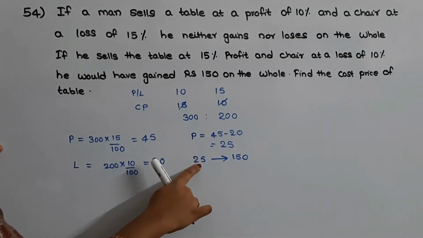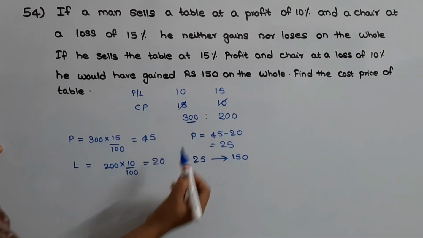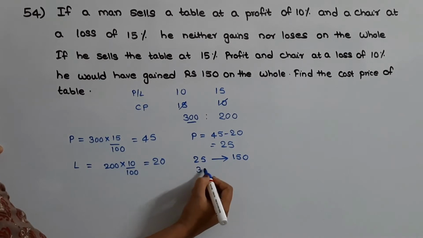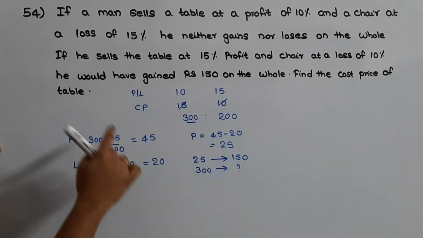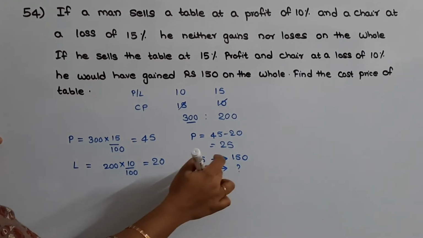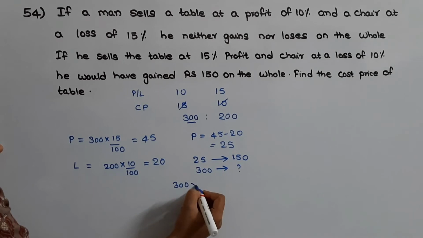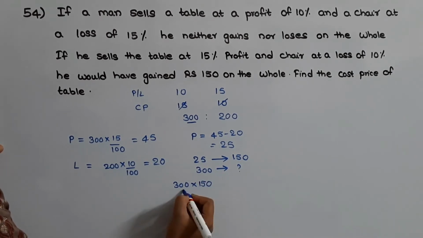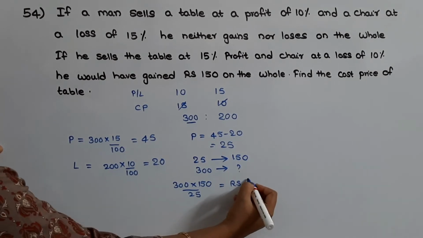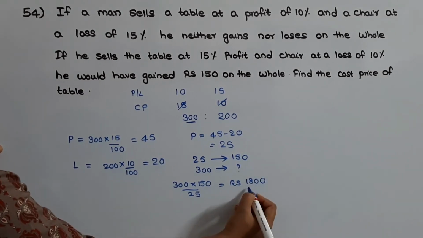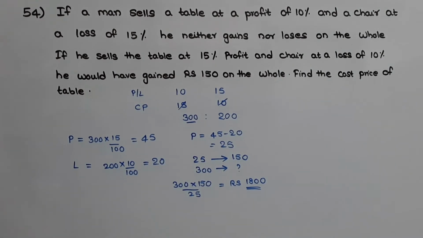If 25 can be written as 150, how can we represent this 300? On finding this value, we will get the cost price of the table. This we can find out by cross multiplying, that is 300 into 150 divided by 25. On solving this, you will get the answer as rupees 1800. So the cost price of the table will be equal to rupees 1800.